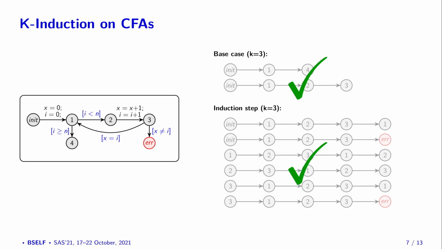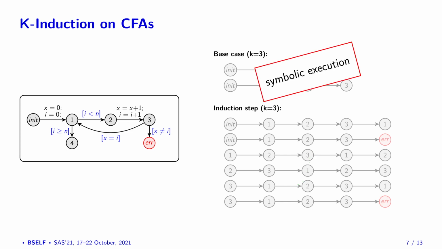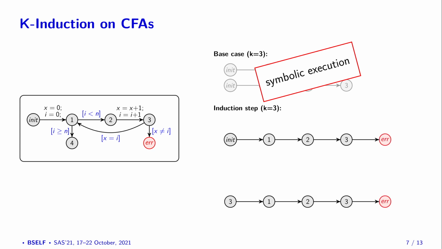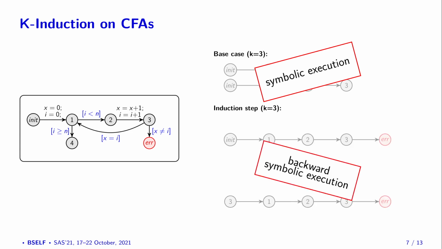If you investigate the paths that we search once more, you find out that in the base case, we search exactly the paths that are searched by the symbolic execution if you bound the length of path to be maximally 3. And in the induction step, if we constrain ourselves only to the paths that end in the error location, then these paths are exactly those paths searched by the backward symbolic execution if you bound the length of path to be 4.